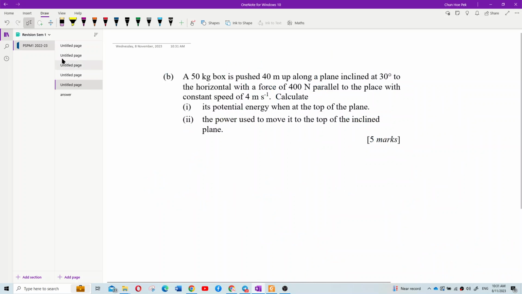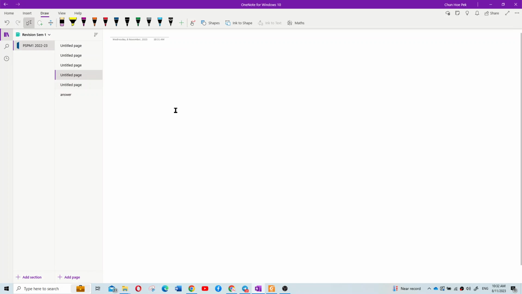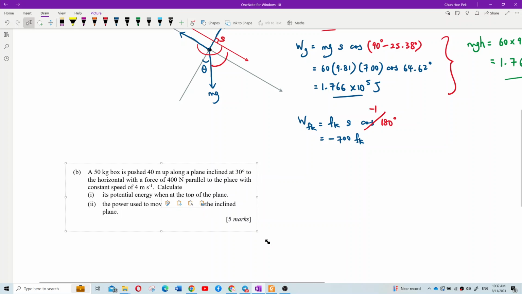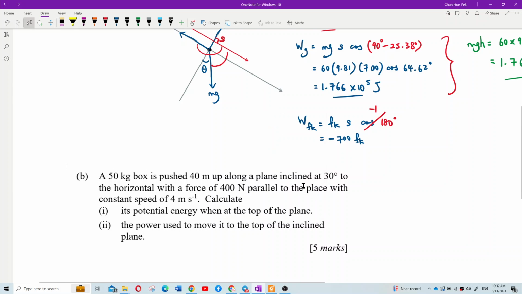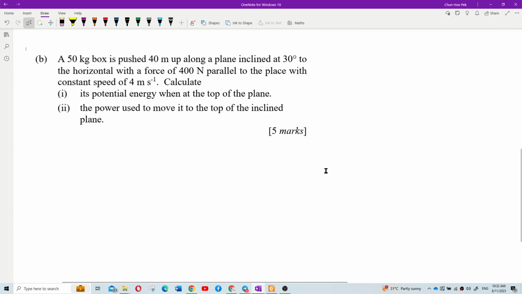So for B, put it on the same page. Okay, so let's look at this. A 50-kilogram box is pushed 40 meter up a plane inclined at 30 degrees to the horizontal. We apply a force of 400 Newton parallel to the plane at constant speed 4 meter per second. Calculate the potential energy at the top of the plane, and the power used to move it to the top.